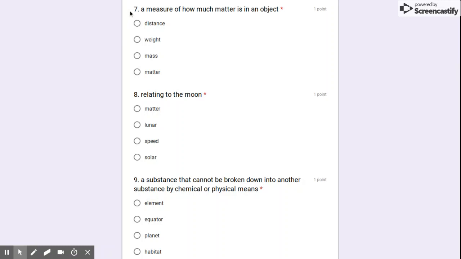Number 7. A measure of how much matter is in an object. Distance, weight, mass, matter.